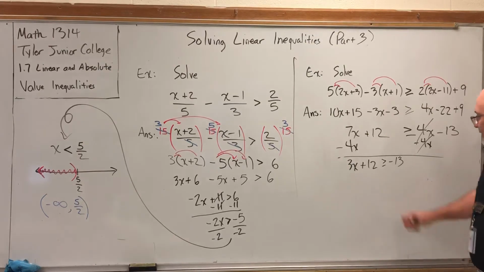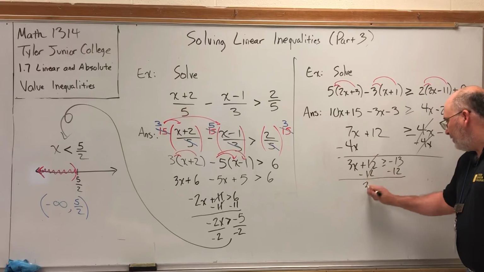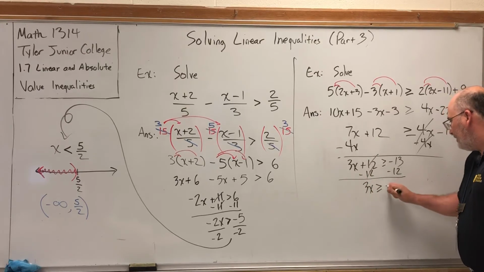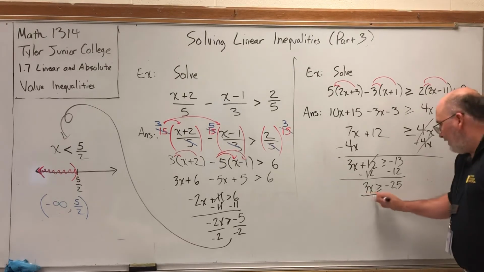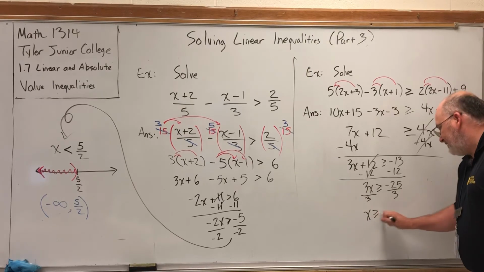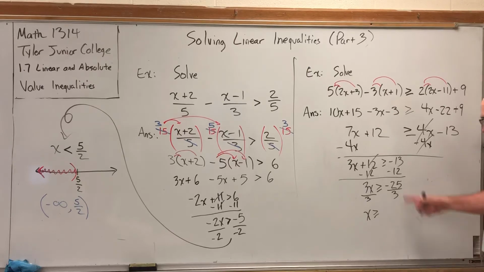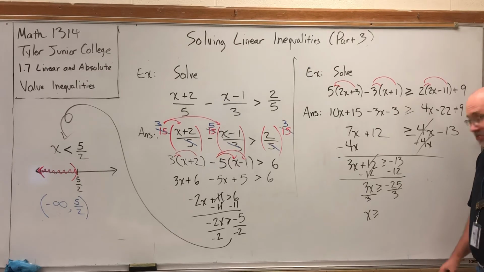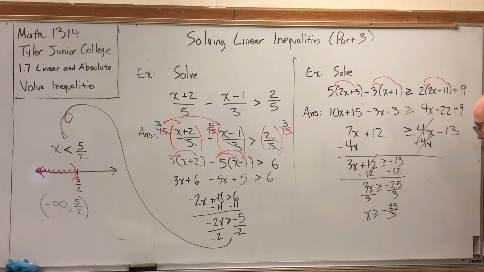Just start isolating the x, subtract 12 from both sides, and we get 3x is greater than or equal to negative 25. Remember, when you combine two negatives, you get a bigger negative. And then divide both sides by 3. Or try to. I say try to because 25 won't divide evenly by 3. And we have negative divided by positive, so the answer stays negative. Negative 25 thirds is what x is greater than or equal to.